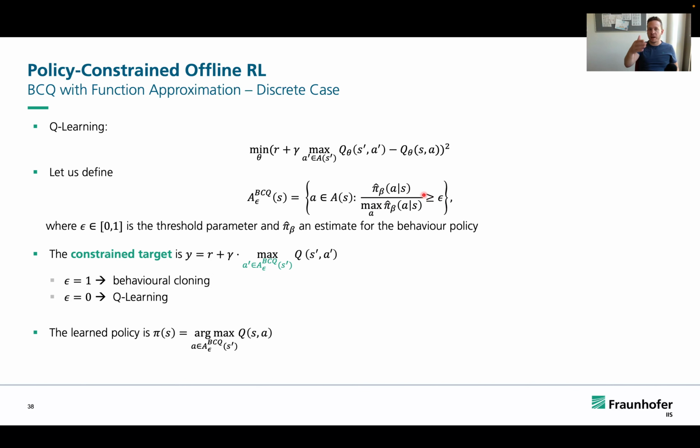So we really want to imitate the behavior of the policy that generated the data, if it's from one policy, and if epsilon is 0, we would have any action to be admissible, which then reduces to the standard Q-learning setup, because then both action sets become equal. Okay, so we introduce this constrained action set in here, and then the learned policy is just pi(s) being the argmax over the restricted action set. This is where we constrain the policy in the policy improvement step.